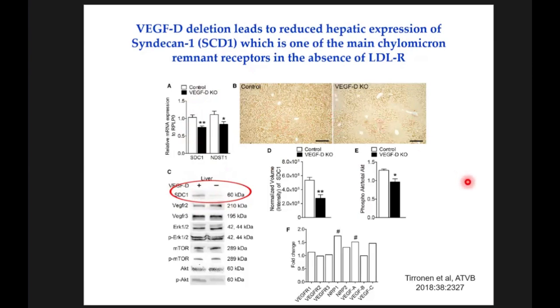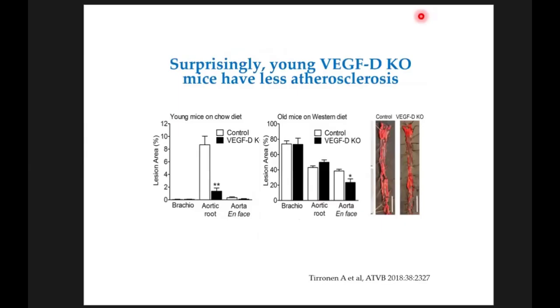So we were able to come up with the mechanism that VEGF-D knockout somehow produced a situation that the syndecan receptor was really downregulated in the liver, and that allowed chylomicrons to circulate much longer. However, surprisingly, these especially young VEGF-D knockout mice had much less atherosclerosis than you will see the control in white bar and this VEGF-D knockout in black. So clearly the young mice, these are up to 2 months old, were really almost protected from atherosclerosis.